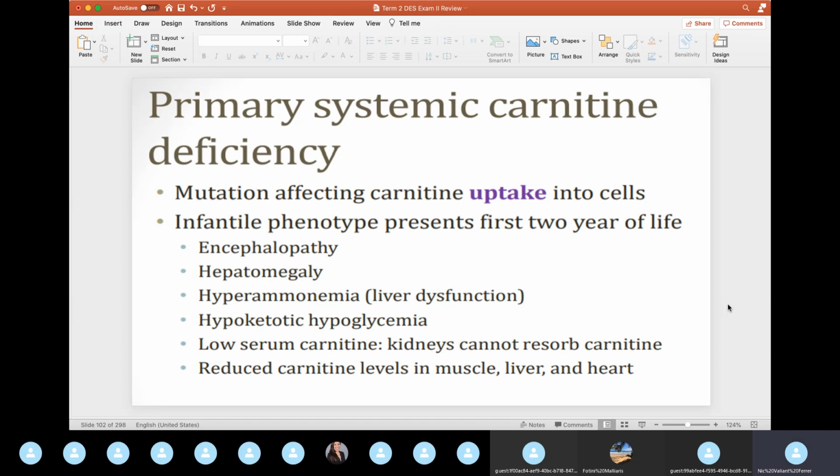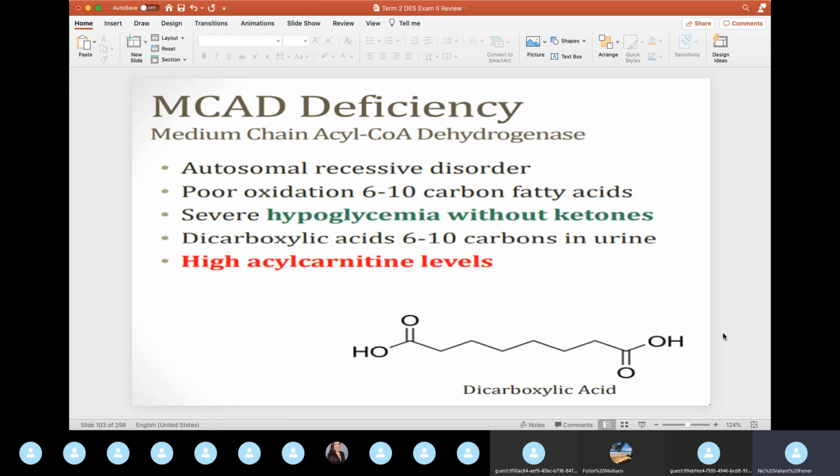Reduced carnitine levels in everything, in muscle, liver, and the heart. Contrast that with MCAD deficiency. MCAD is a medium chain acyl-CoA dehydrogenase deficiency. It's autosomal recessive. It is also ketotic hypoglycemia. However, this is severe hypoglycemia without ketones.